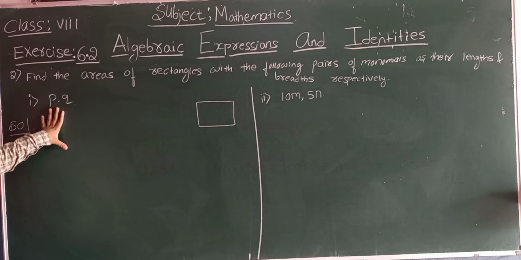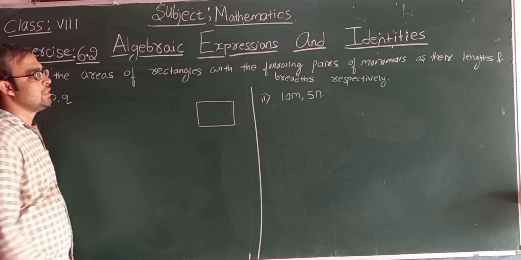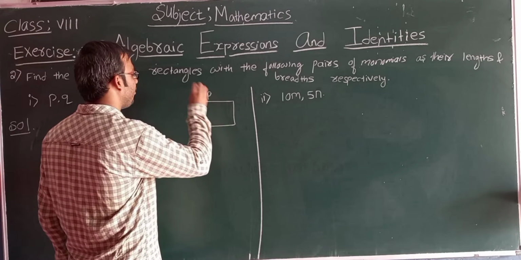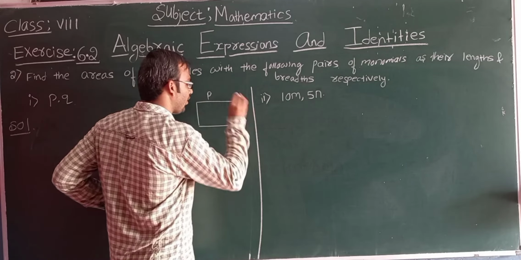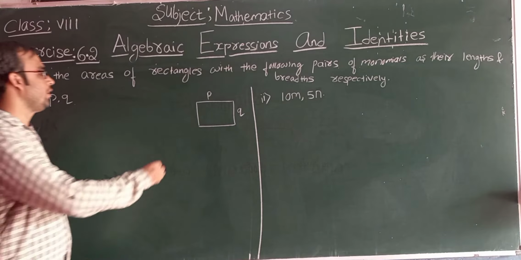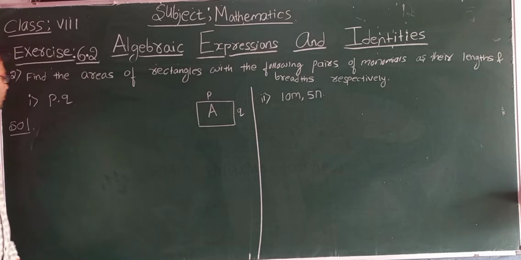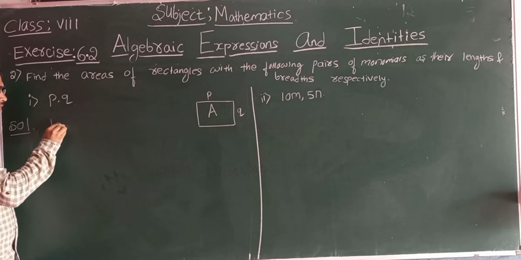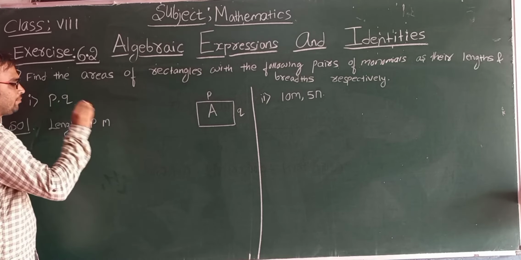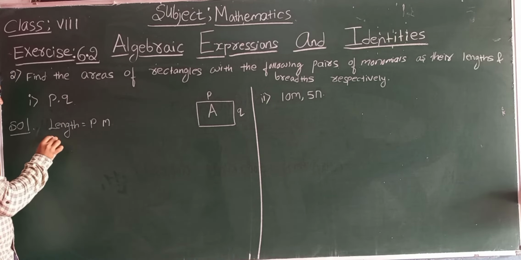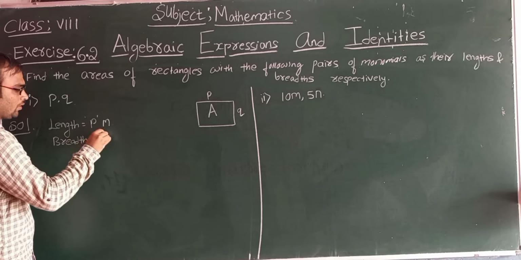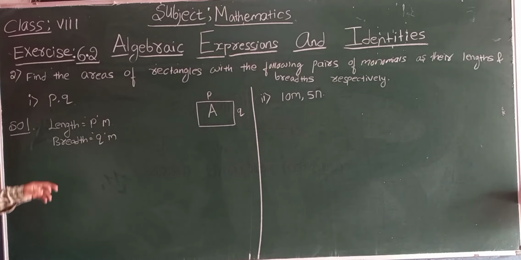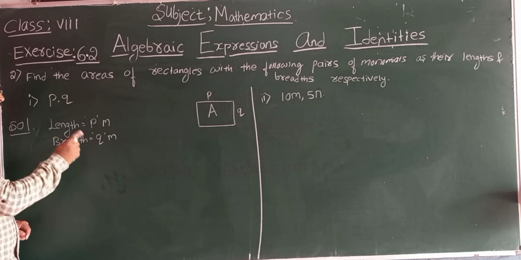So here what they have given: p and q. So what we need to assume is the length of this rectangle is p, and the breadth of the rectangle is q. And now what we need to find is the area. Okay, so here write length equals p meters. Okay, so we write in meters. Now breadth is equal to q meters. Okay, so now length is p meter and breadth is q meter.